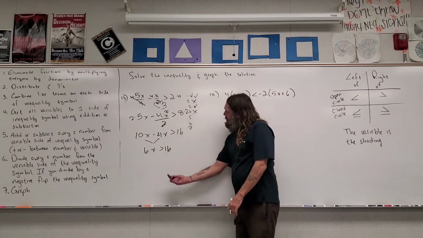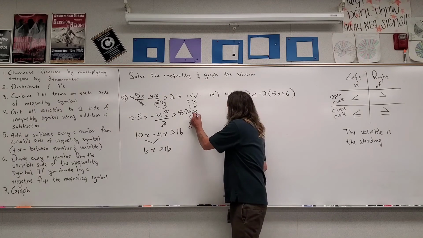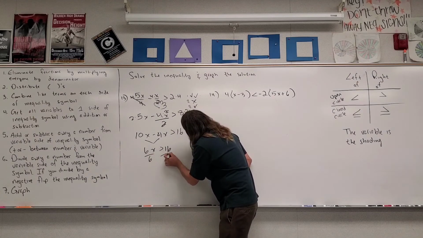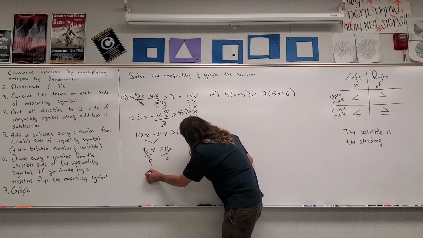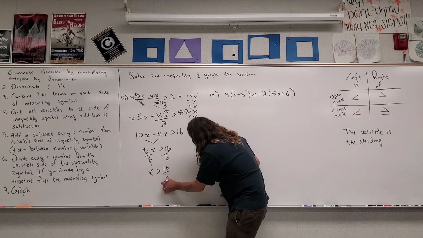Can I add or subtract away a number from the variable side? Nope, because there's no plus or minus between those, so I can't do that. So that means I must divide away that number, so I'm going to divide everybody by 6. That cancels out, and I'm left with the shading is right of 16 over 6.